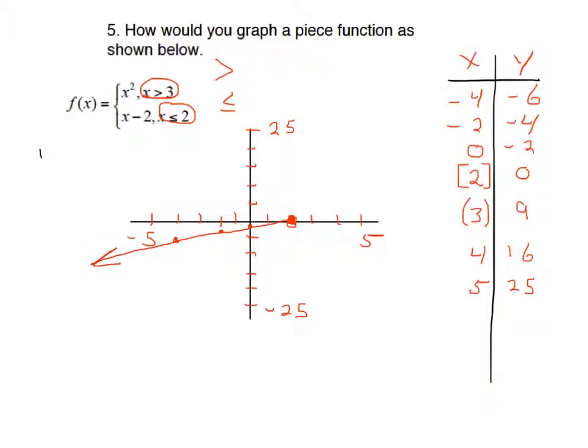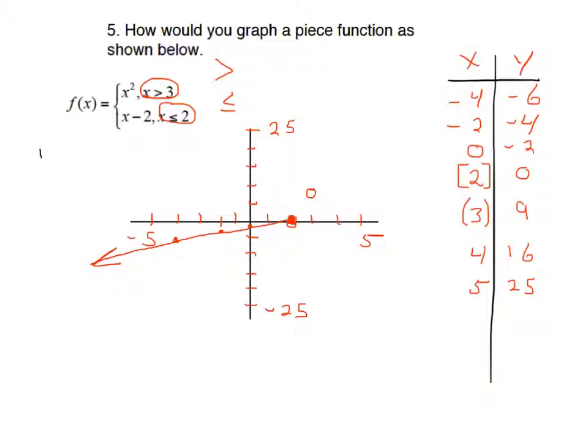Now let's take a look at the other one. It says when I was at a 3, it is at a 9. Notice it is open, so I'm going to go up at 9 and put an open circle. Oops, not there. Got to leave room for the hole. So I'm going to go at 3 and move up to 9 and put a hole right there.